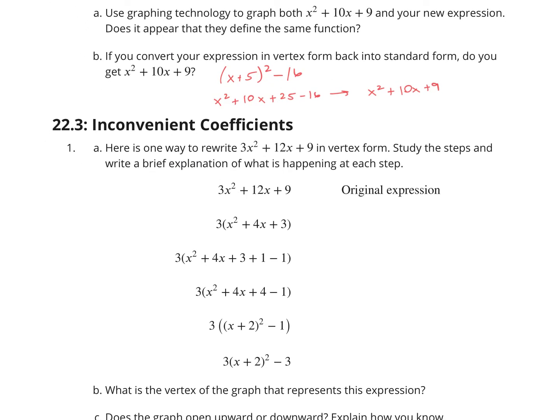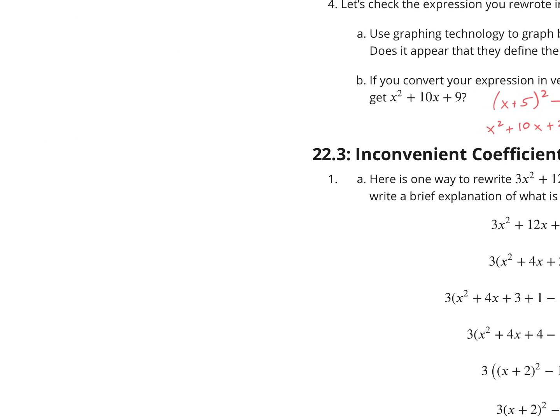All right, so I want to share some expressions with you. So we have 3x squared plus 12x plus 9, negative 2x squared minus 4x plus 6, 4x squared plus 24x plus 20, and then negative x squared plus 20x.